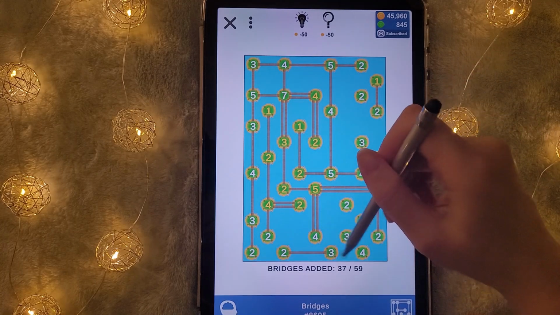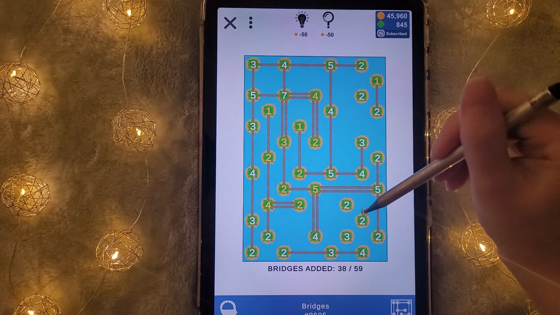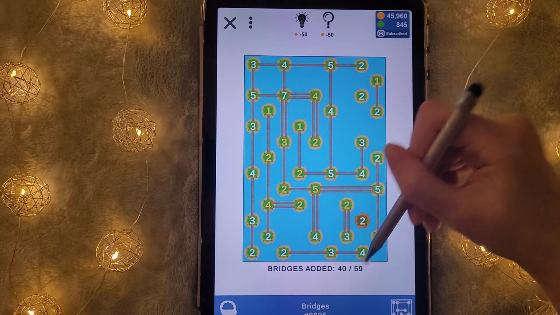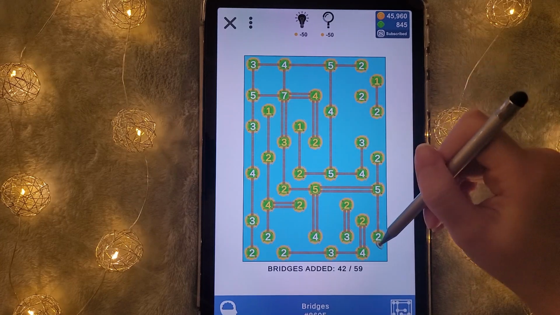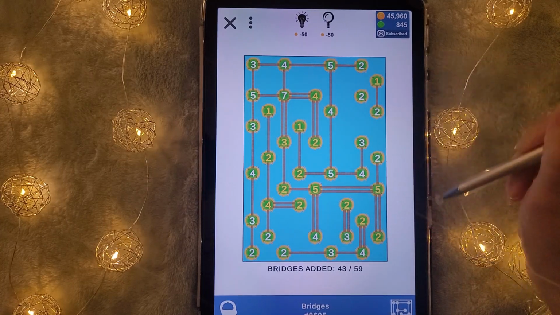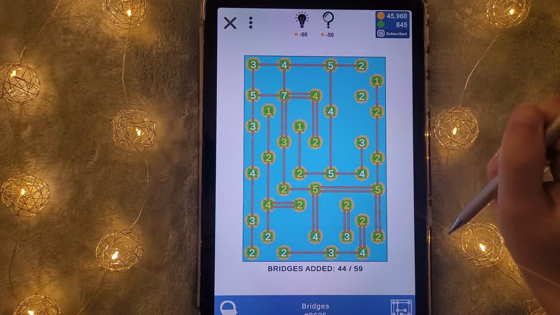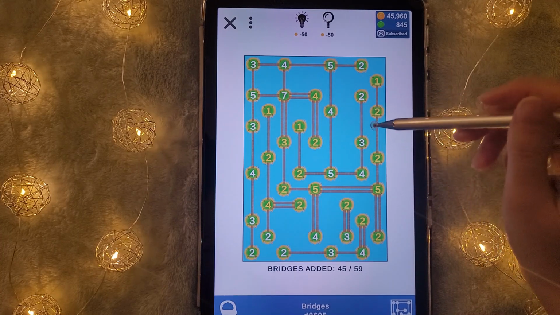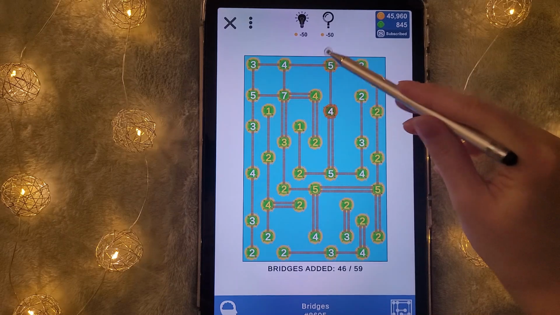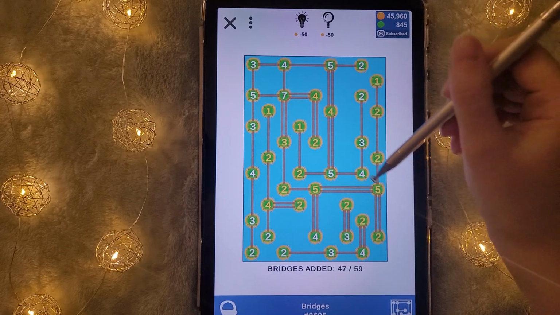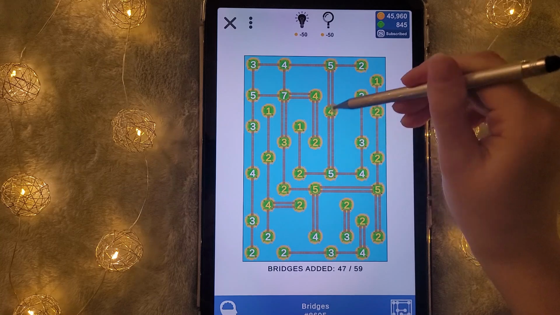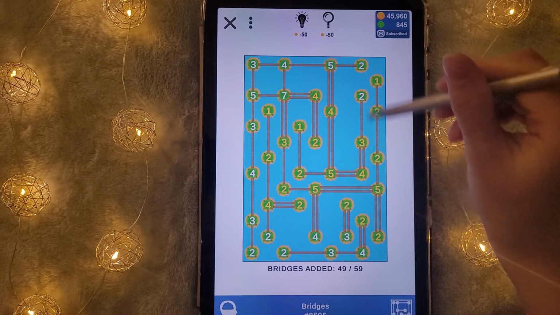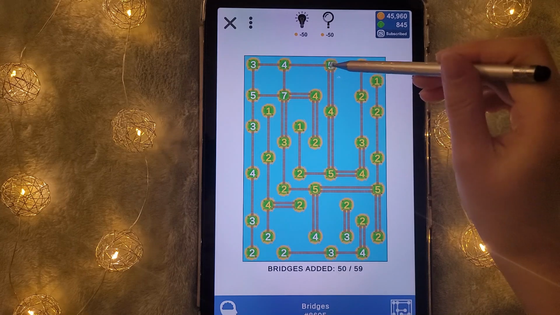This 3 gets spread out like that. And this 2 only sees this 4, which means this 2 has to connect to the 5, this 2 has to connect to that 2, this 3 can go up like that, and then that means this 4 has to spread out like that. And then this 5, these numbers are used up, so the remaining one has to go that way.